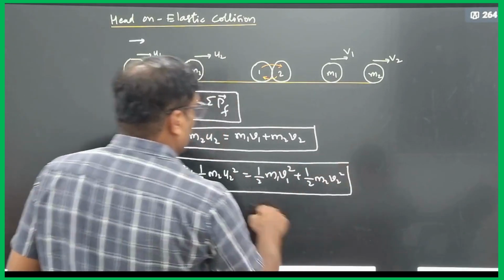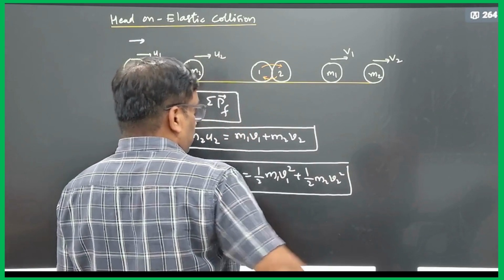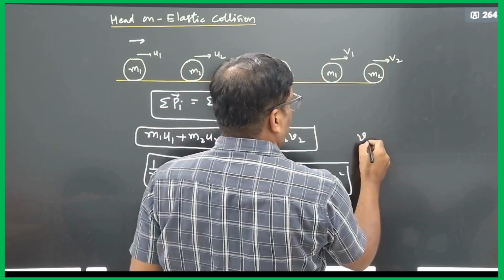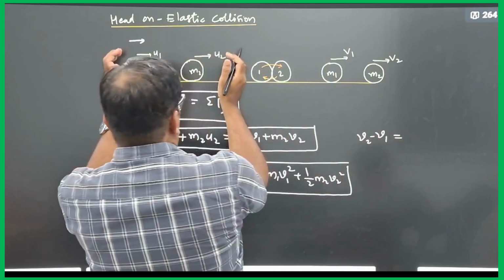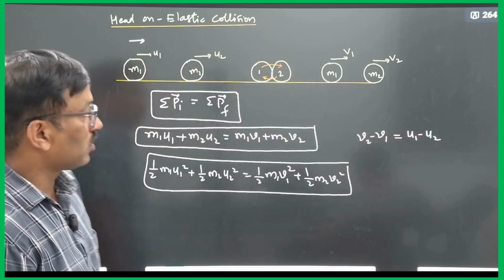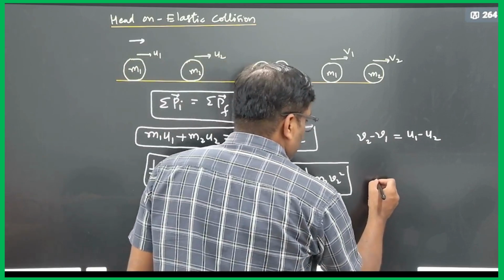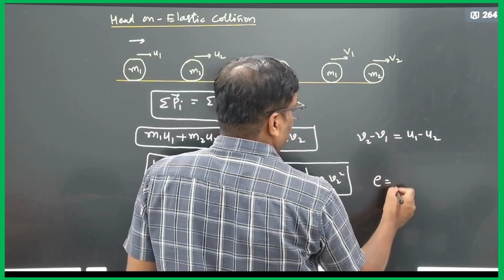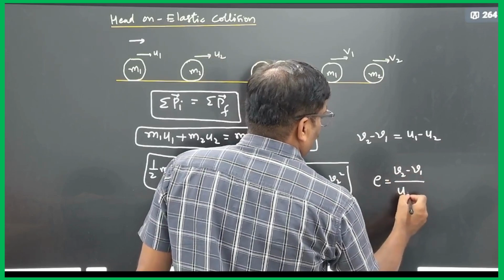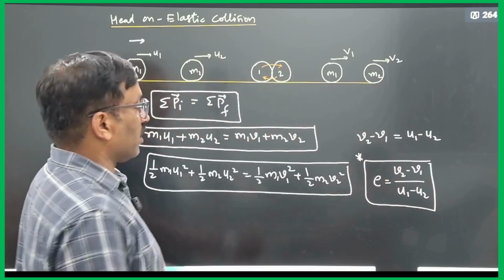So if you solve these two equations, you will get one equation. That equation is nothing but the velocity of separation, these two are separating, v2 minus v1, and the relative velocity of approach, u1 minus u2. Both are equal. So what will be the coefficient of restitution? The coefficient of restitution, e value, is equal to 1, that is velocity of separation, v2 minus v1, by u1 minus u2. Therefore this is the definition of our coefficient of restitution.